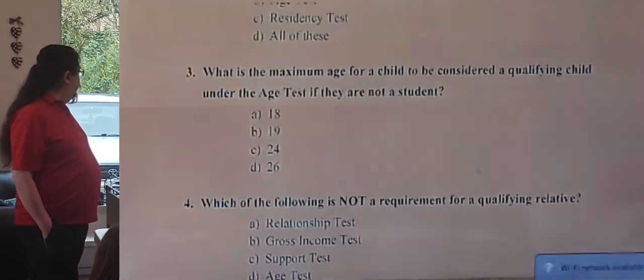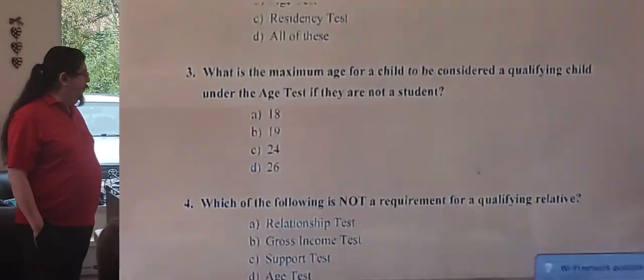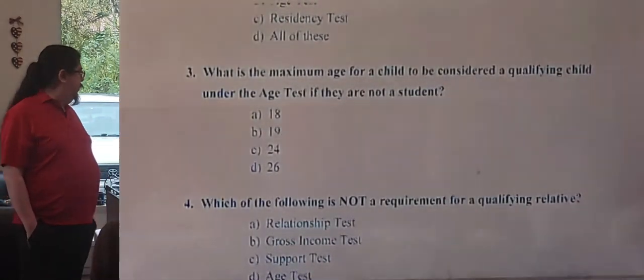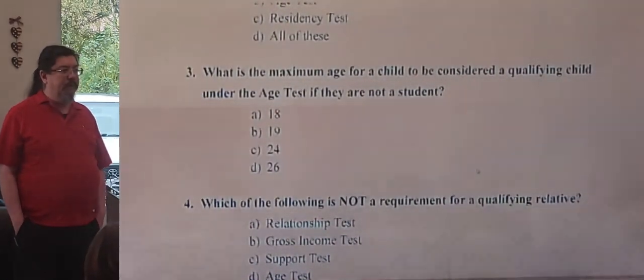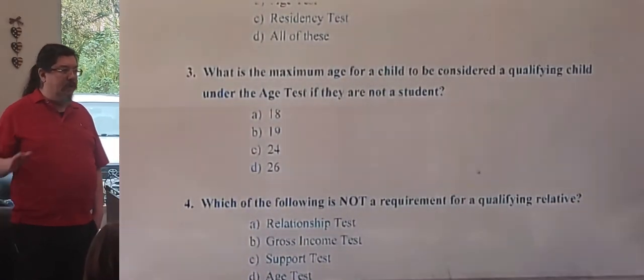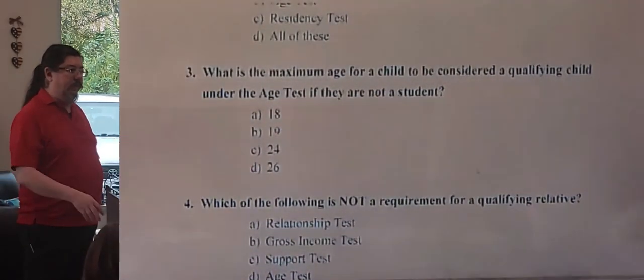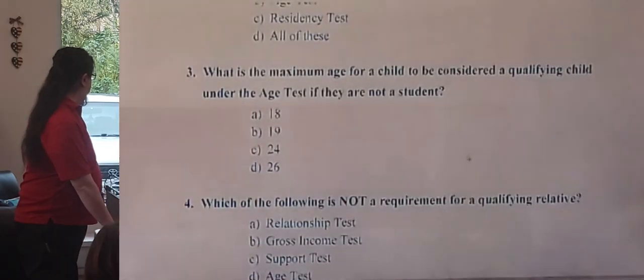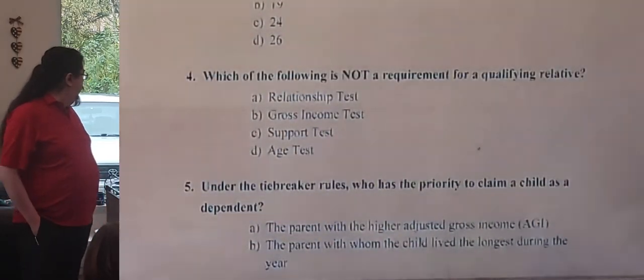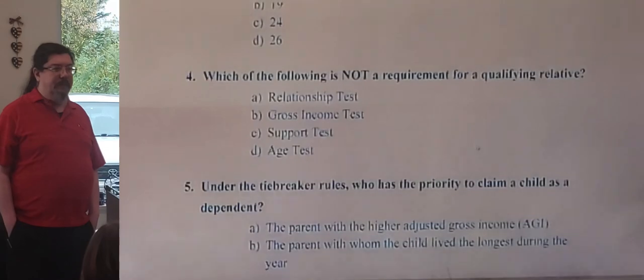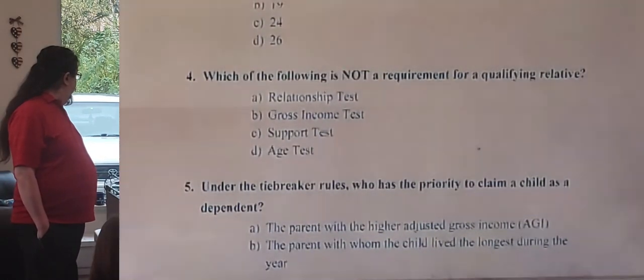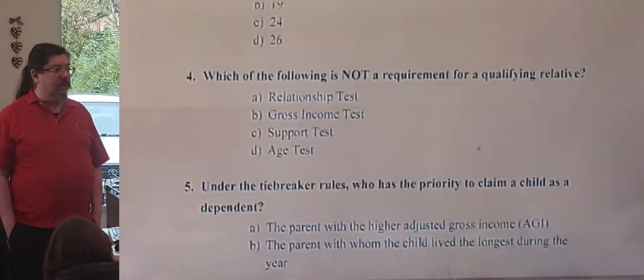What is the maximum age for a child to be considered a qualifying child under the age test if they're not a student? 18 is correct. They have to be under 19, which is the same as saying 18 or less. Which of the following is not a requirement for a qualifying relative? D, correct. There is no age test for qualifying relative.